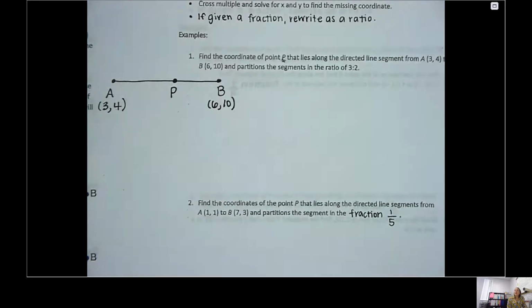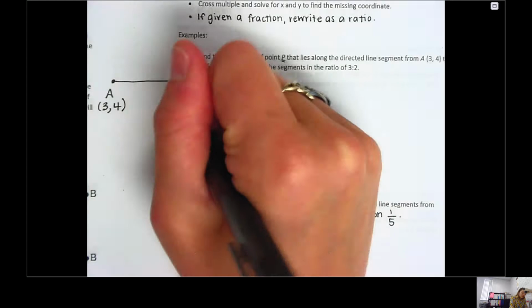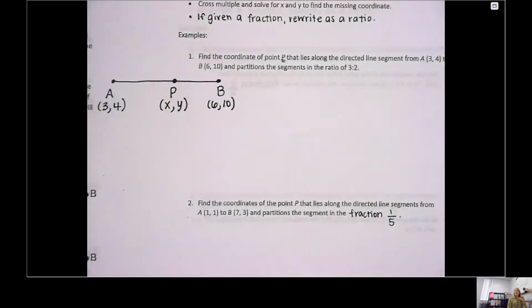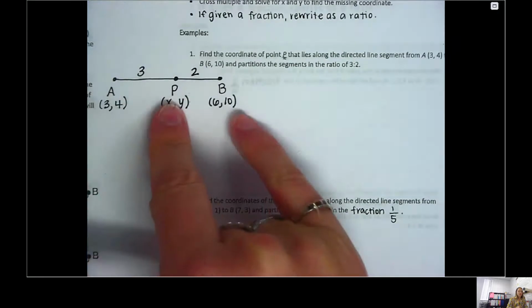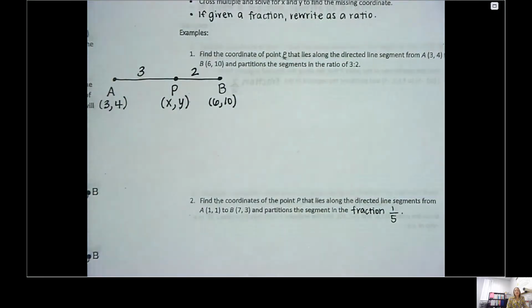There's my point P. And I want to figure out what the coordinates of that point P are. So I'm going to put (x, y), because that's what I'm going to try to solve. Right above the picture, I'm going to label my ratio. So my ratio is 3 to 2. This is worth 3 pieces. This is worth 2 pieces. In total, that's 5 pieces. Okay, now we've got our picture.